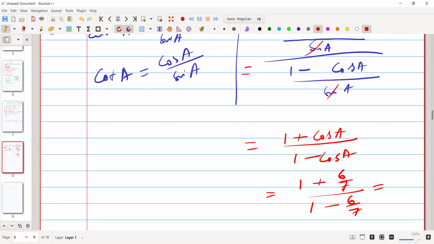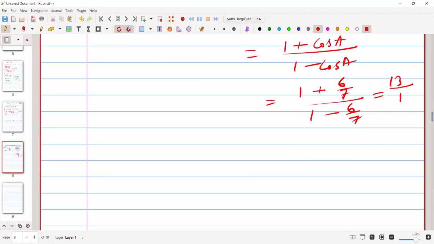So again you can get 13 by 7, and 1 by 7, that is 1. So the answer is 13. So this is the process how to find the value of such expression having a trigonometric ratio, and also we should use the process that includes minimum steps, okay.